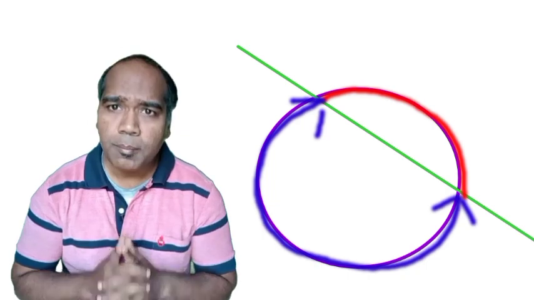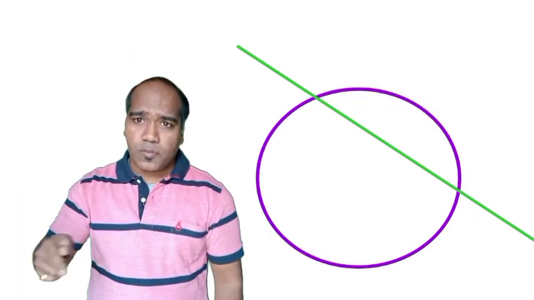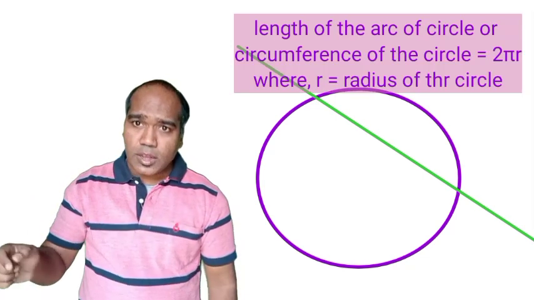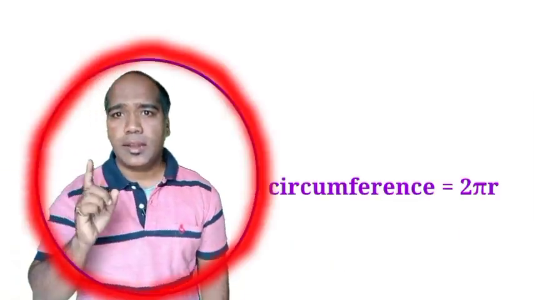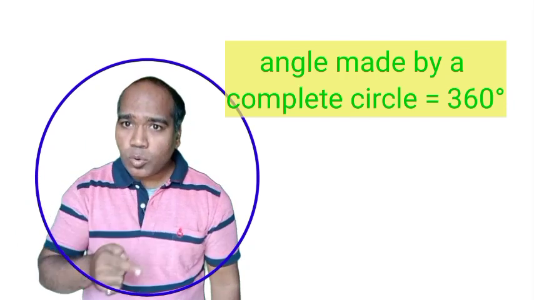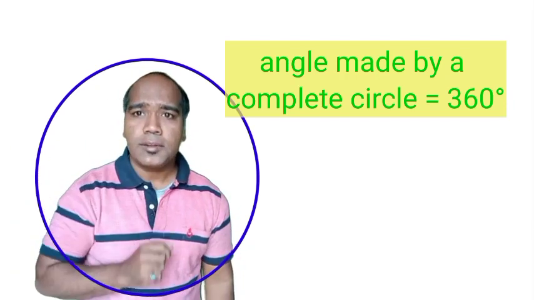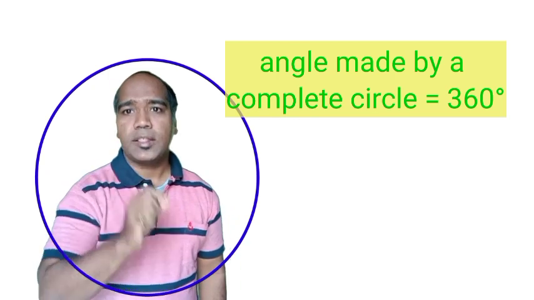Okay, now if we have to measure the length of the arc, either minor arc or major arc, then how can we measure it? We know the length of the curve of the complete circle is 2 pi r, and it is called the circumference of the circle. And what is the total angle made by a circle? It's 360 degrees. So using the unitary method we can find the length of a major arc or minor arc.